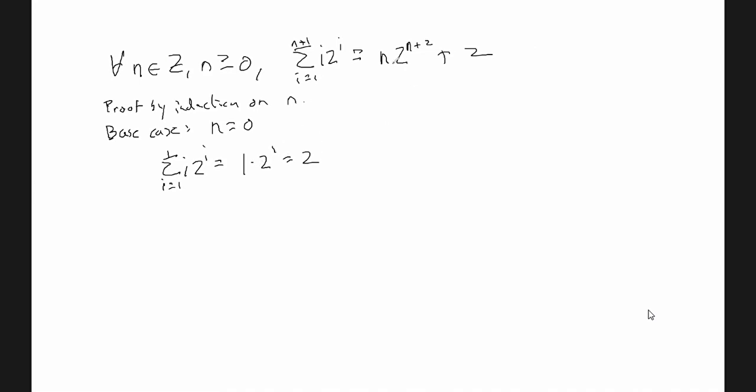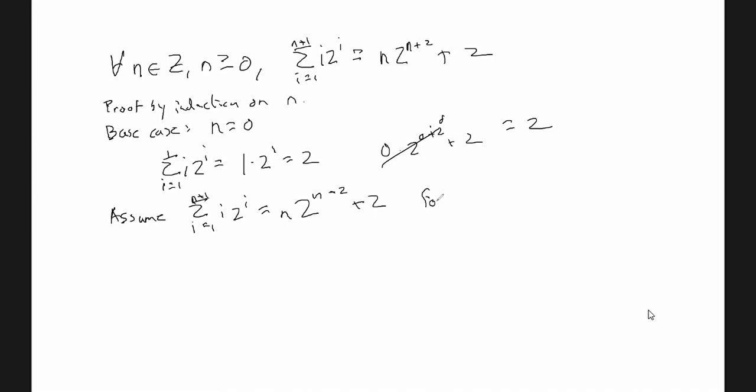All right. So this side over here, this is 0 times 2 to the 0 plus 2 plus 2. So this thing's just 0. So this equals 2. Okay, so the base case works. Okay, so we're going to assume that this is true for n. So now we're going to consider n plus 1.